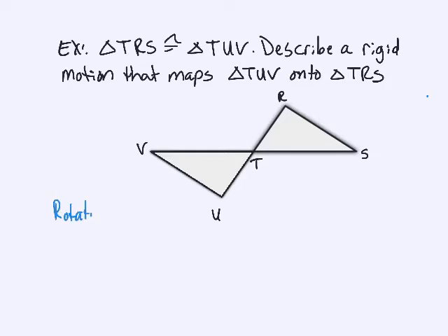And if I look at how many degrees, it's going to be 180 degrees about T. So you have to name the degree amount, and you need to tell me the center of rotation. In symbols, it would be capital R, T, comma, 180. Either one of those would be sufficient to answer the question.